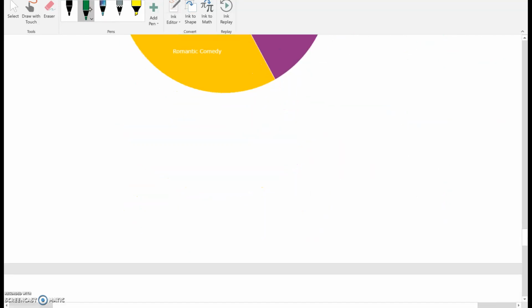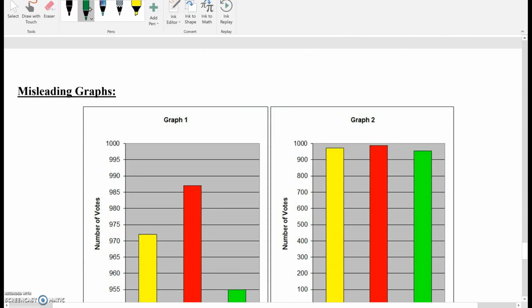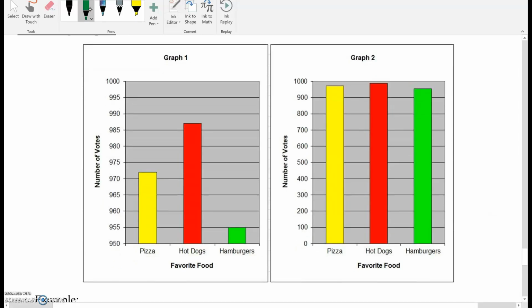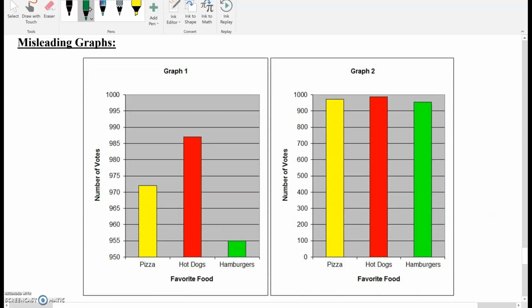Okay, so let's just do a quick example. Oh, before I get to the example, let me tell you a little bit about misleading graphs when it comes to categorical variables. So here are two different graphs. They're exactly the same thing. Now take a little moment. You can pause the video. Take a moment to see what is different about them.